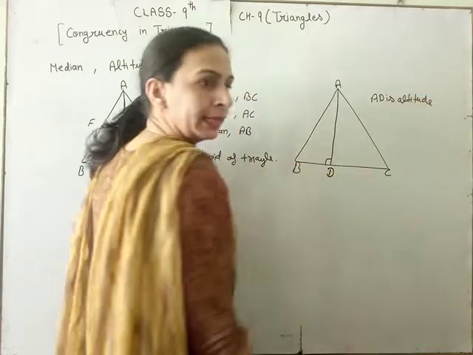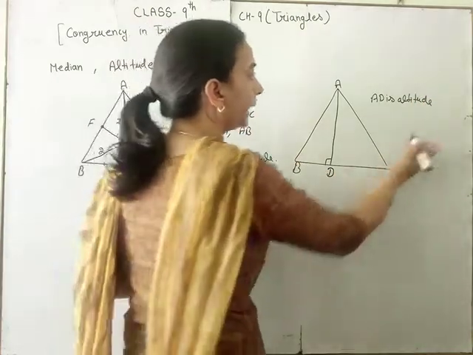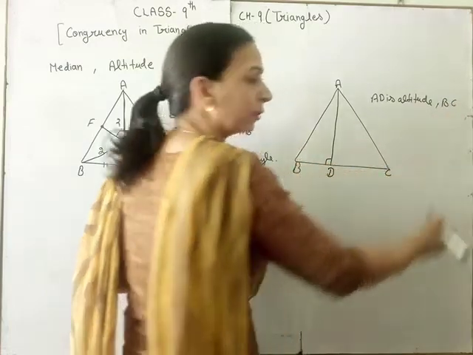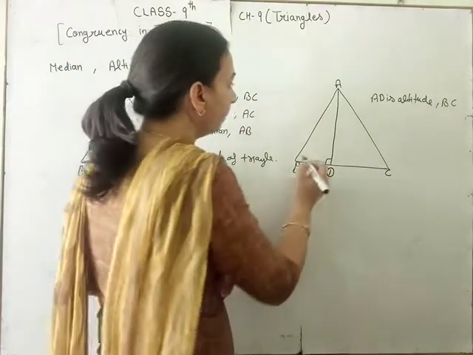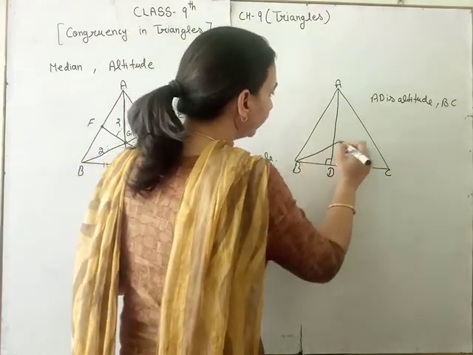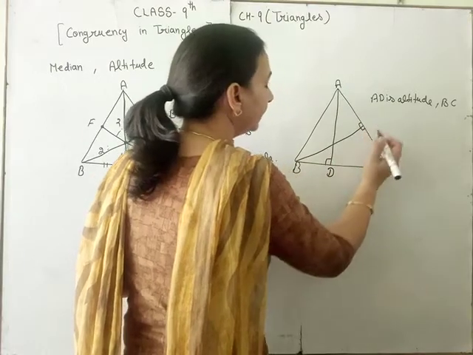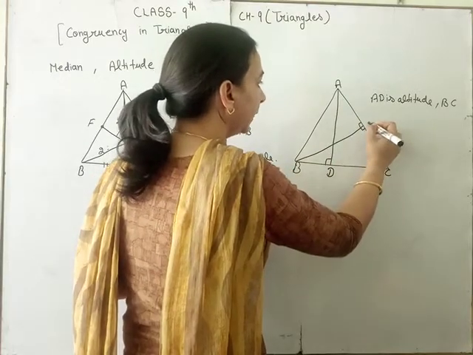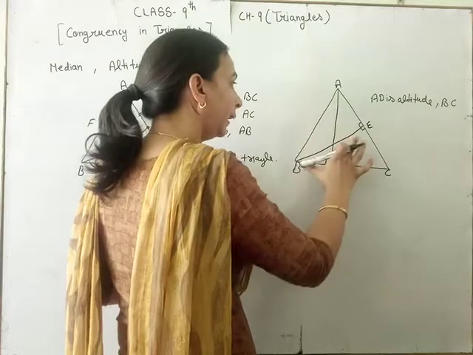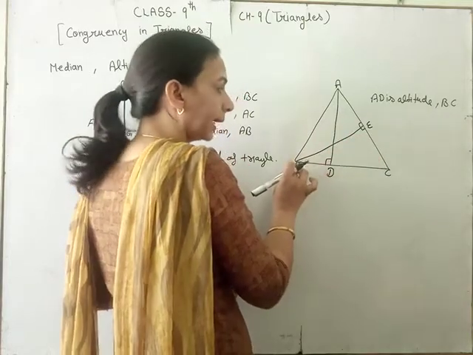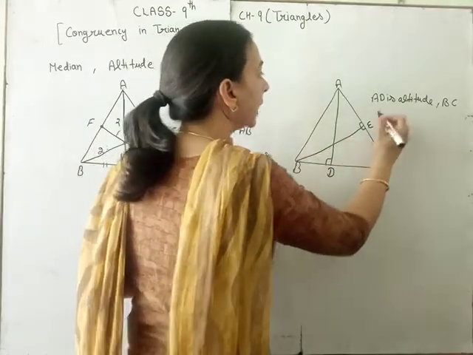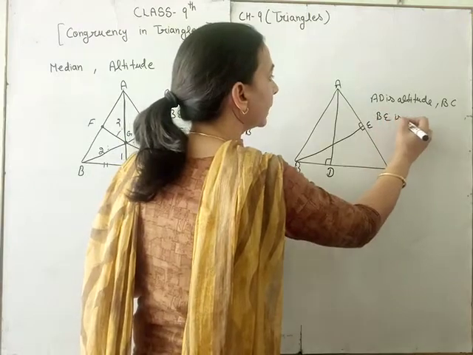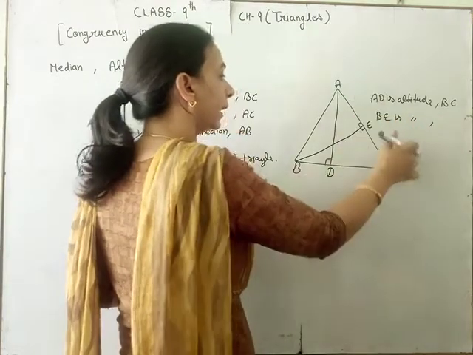AD is the altitude corresponding to side BC. Same, if this is the right angle and this point is E, the perpendicular from vertex B, then BE is the altitude corresponding to side AC.